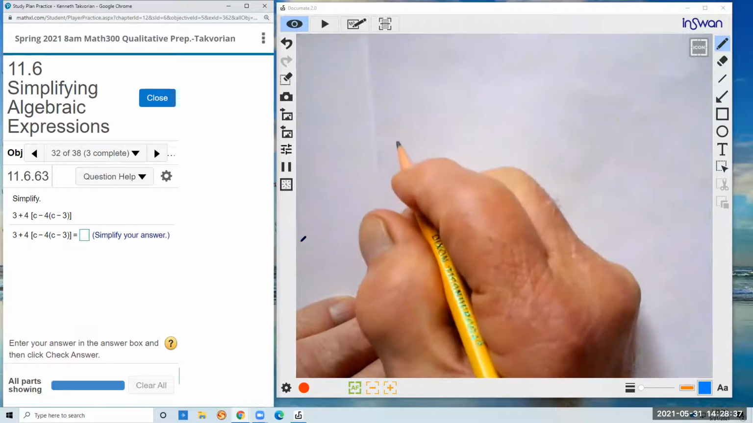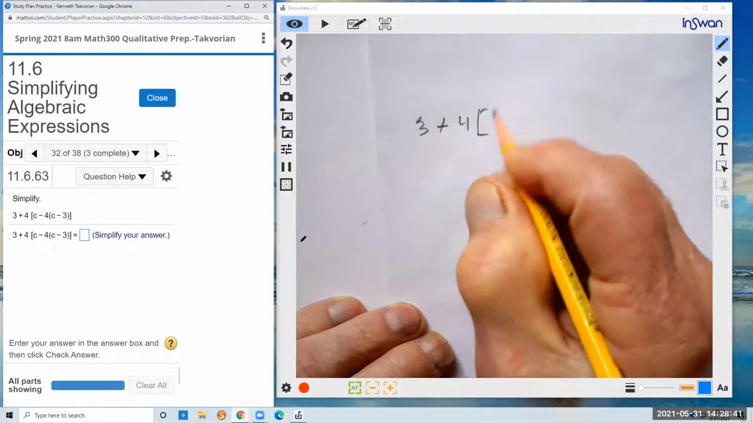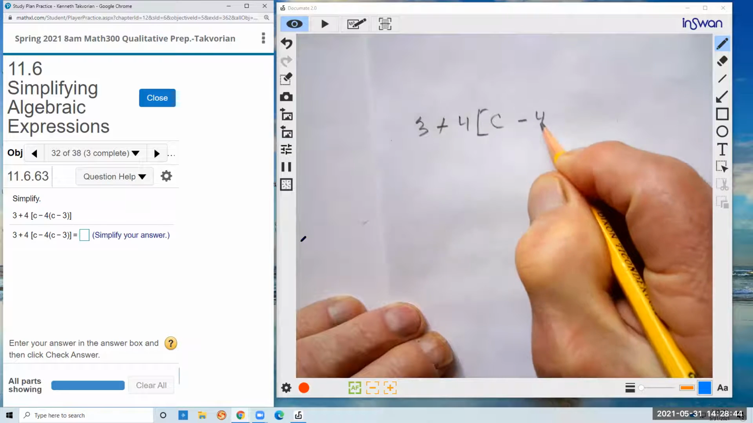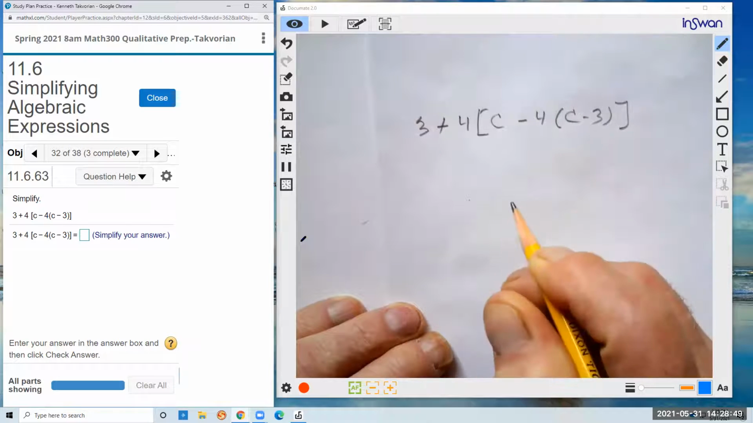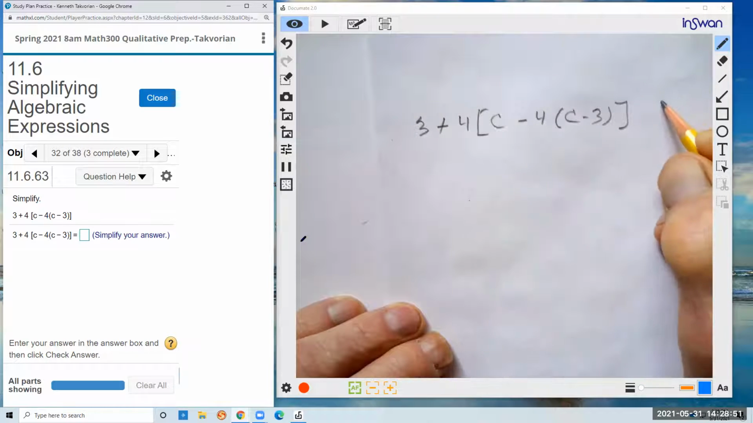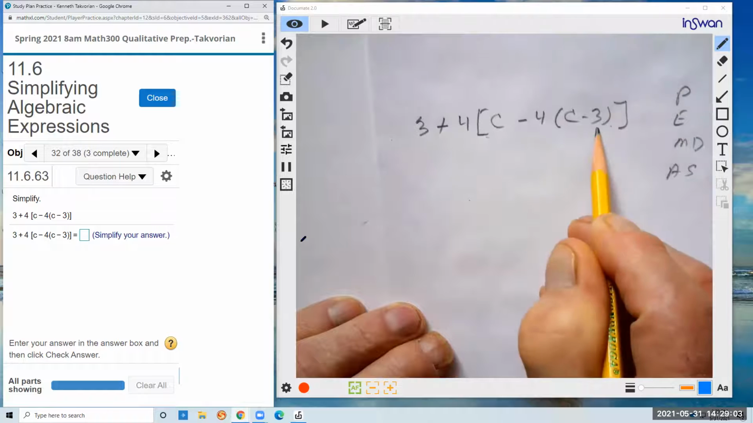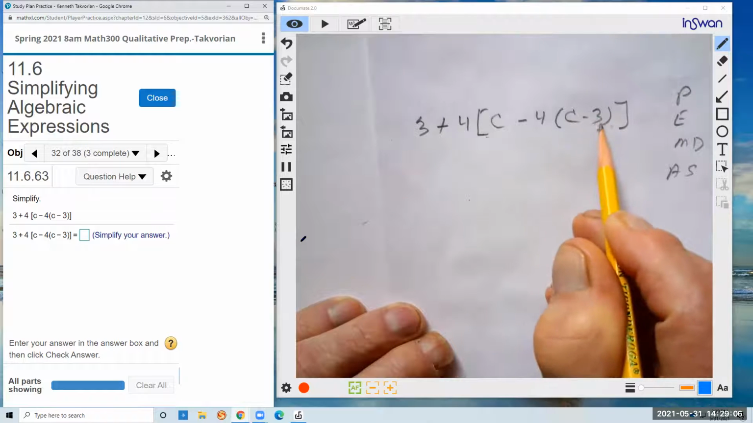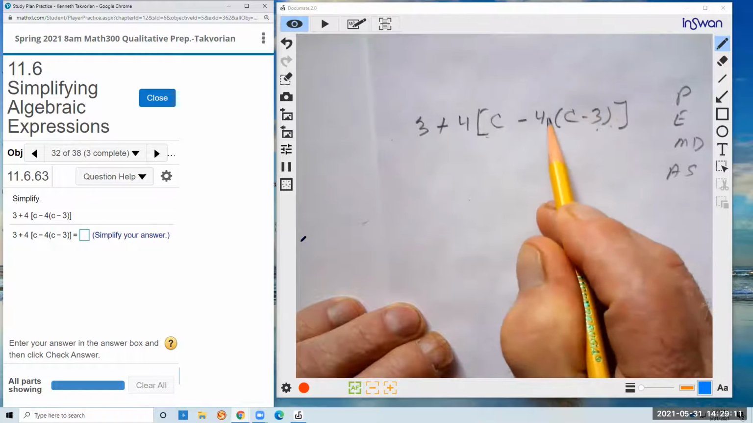So let's copy the problem. 3 plus 4 bracket c minus 4 parentheses c minus 3 close parentheses close bracket. Going to PEMDAS. PEMDAS says parentheses first, exponents, multiply, divide, left to right, add or subtract, left to right. So we have a bracket with a parenthesis inside, so we should do the parentheses first. We can't do the arithmetic, but we can move out to the multiplication.